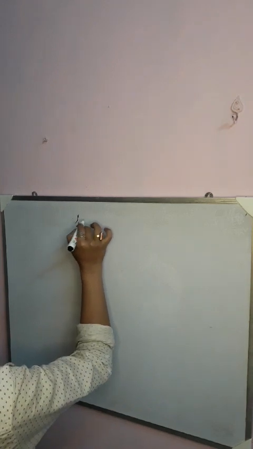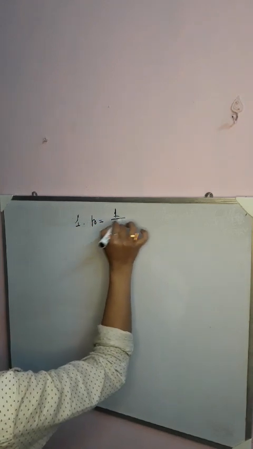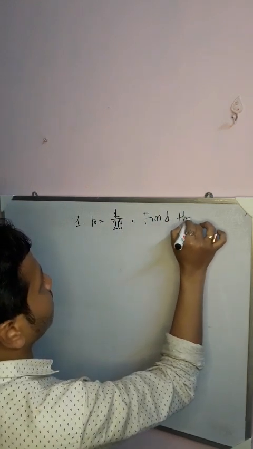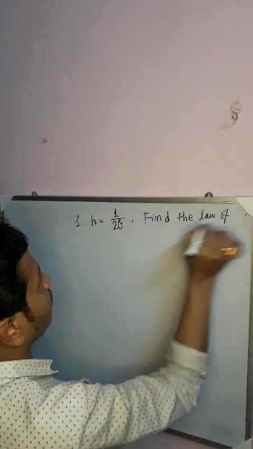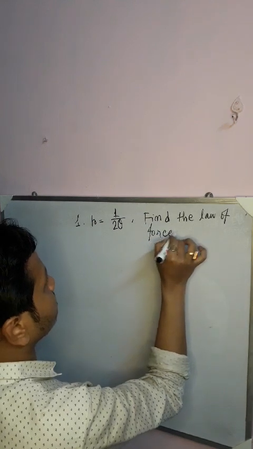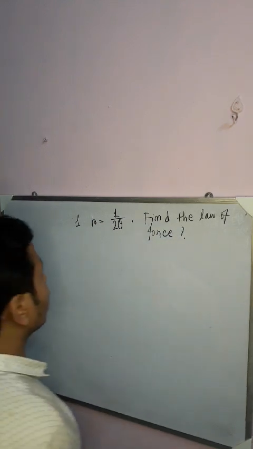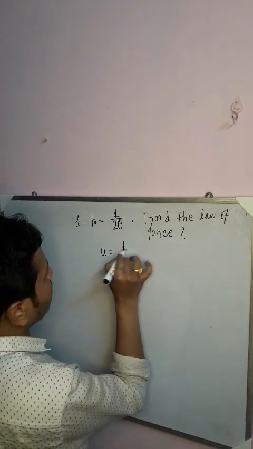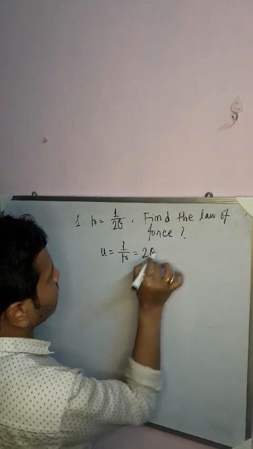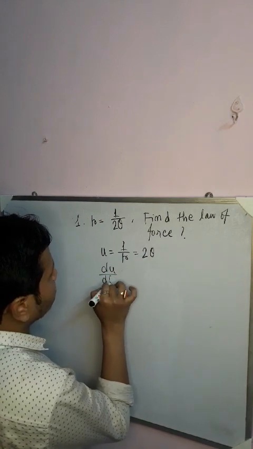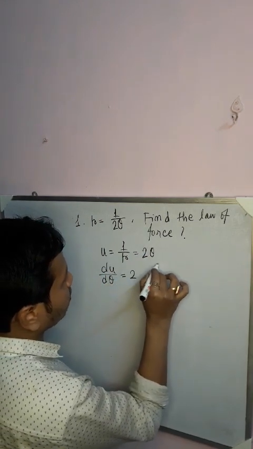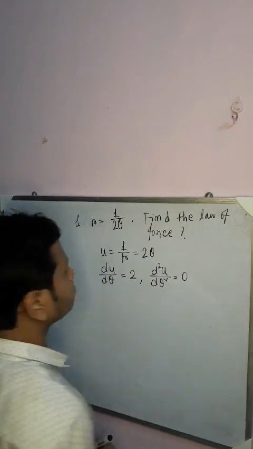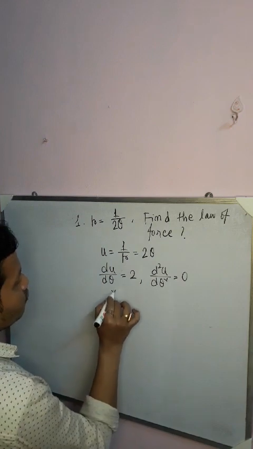Given that r equals 1 upon 2 theta, we have to find out the law of force. This is the first numerical. Okay, r equals 1 by 2 theta. So what will be my u? My u will be 1 upon r, that means 2 theta. So what will be my du d theta? Simply 2. And what will be my d2u d theta 2? That is simply 0.